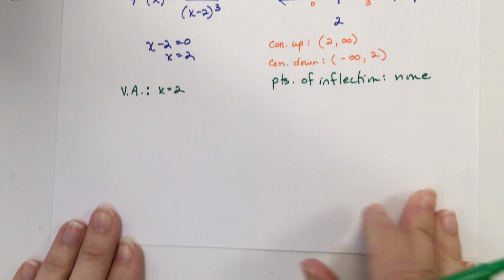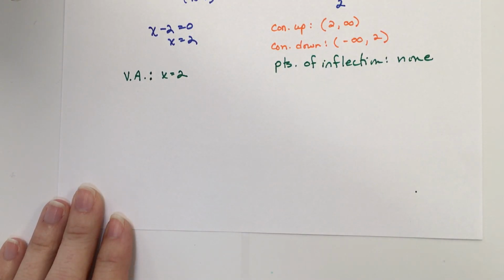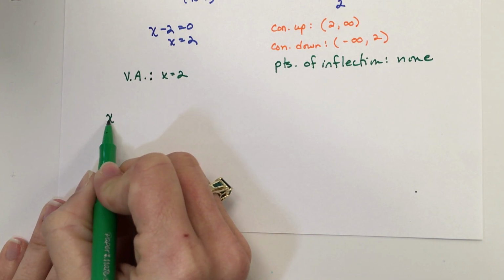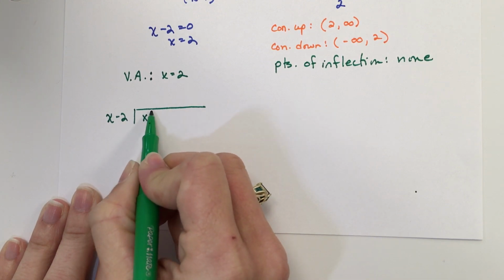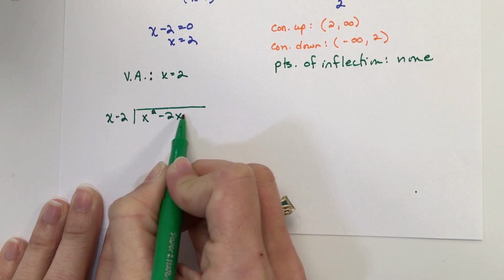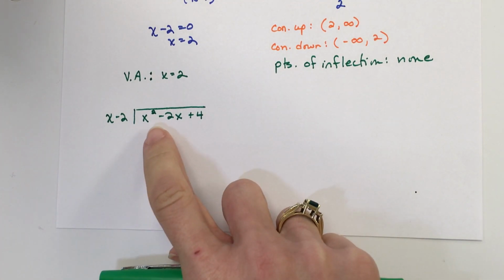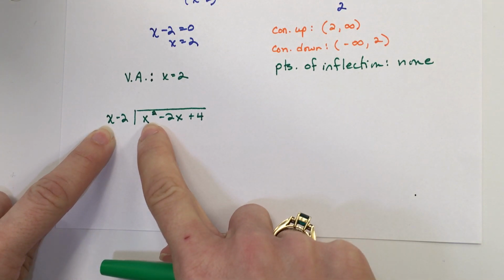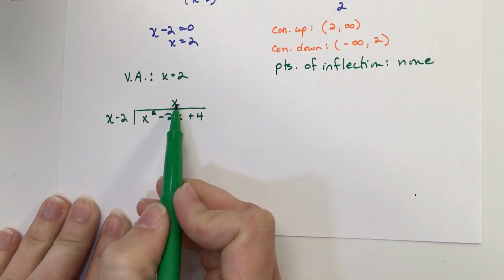Okay, so now let's work on finding this slant asymptote. As I told you, what you're going to have to do is long division. So we're going to have the x minus 2 that we've got to divide into x squared minus 2x plus 4. I always look at it this way: what do I need to multiply the x by to get x squared? That would be x. So now I put that on the top.